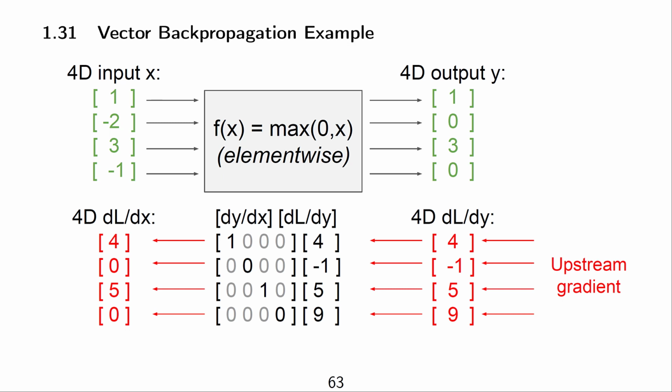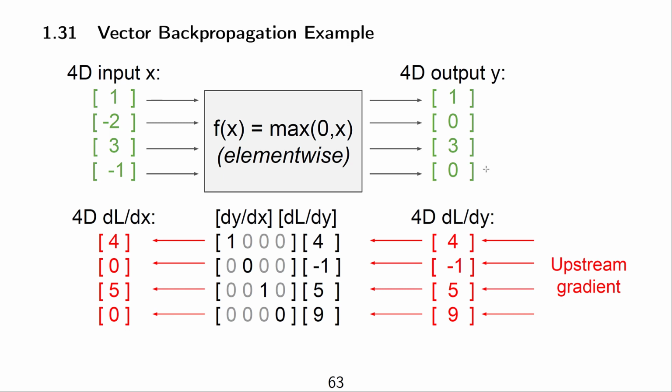Here we see a visualization of a ReLU functional block. So we have a function that computes the max of 0 and x. So for example, as input we have 1, minus 2, 3, minus 1, and then as output we would get 1, 0, 3, and 0.